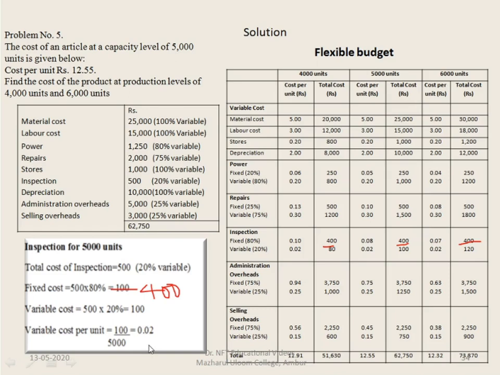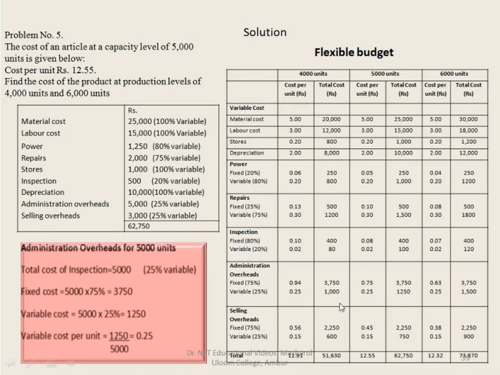Now come to the variable cost. You found out the variable cost, 500 into 20 percentage is 100. This is for 5000 units. You find out the variable cost per unit, 100 divided by 5000, that is 0.02. 0.02 into 4000 is 80. 0.02 into 5000 is 100, and for 6000 it is 120.